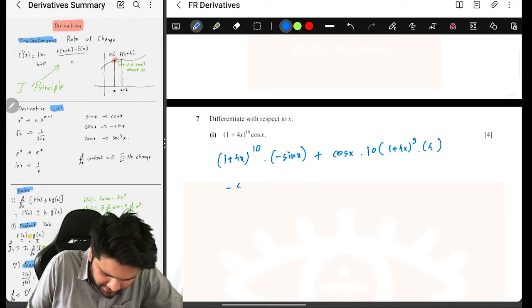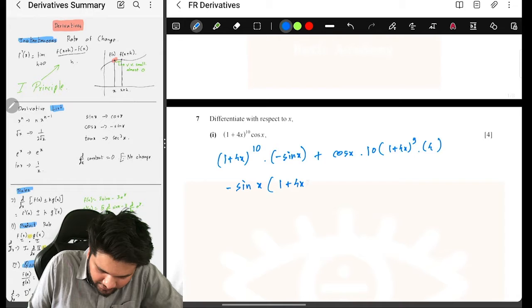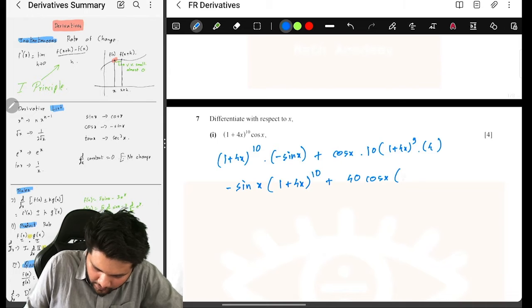And then if it is possible, we can simplify. So minus sin x (1 + 4x)^10 plus 10 into 4, 40. So 40 cos x (1 + 4x)^9. That's it.